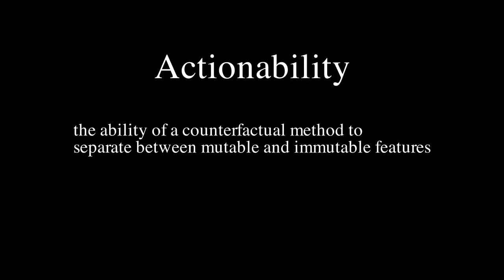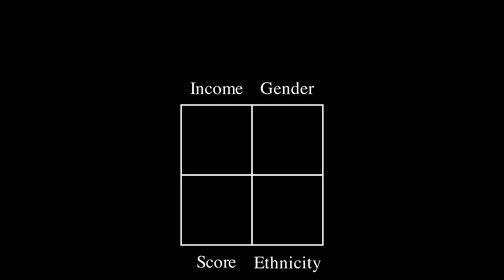Finally, let's look at the actionability property. Actionability can be defined as the ability to separate between mutable and immutable features. Although from a mathematical point of view the previous definitions might seem sufficient, from an explainability point of view we must account for features that shouldn't change. This can be for a variety of motivations, including legal and fairness reasons.